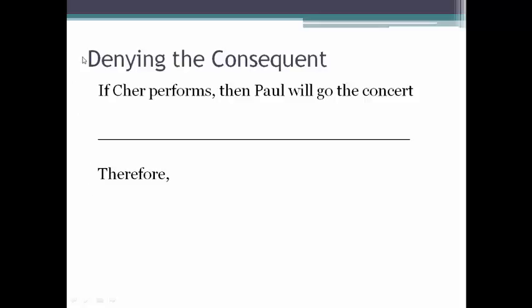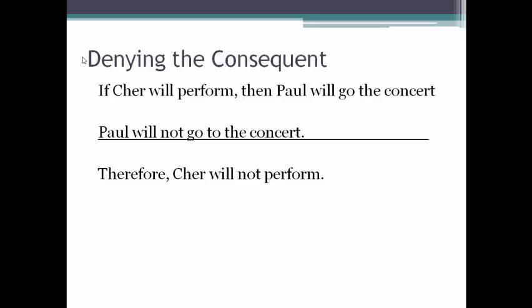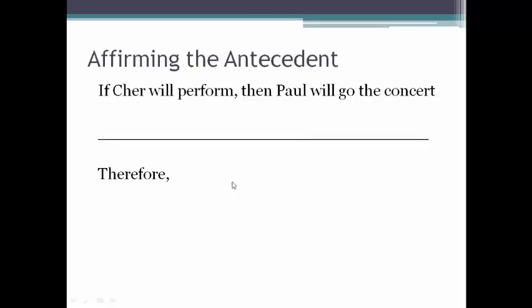If we're going to do an example of denying the consequent, what have we got to do? Take a second to think about it. How do you fill out this argument if we're denying the consequent? The answer is we negate the consequent. We say that Paul will not go to the concert, and we conclude from that the negation, the not, for the antecedent as well. Cher will not perform. So we've got the case of if P, then Q, not Q, therefore not P.